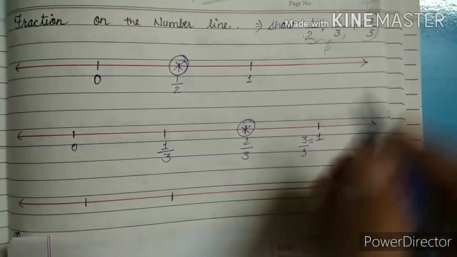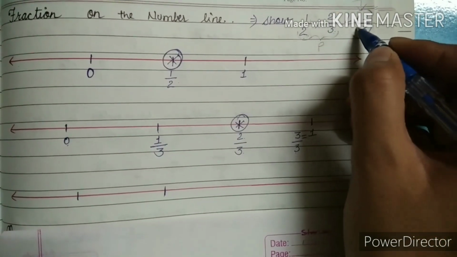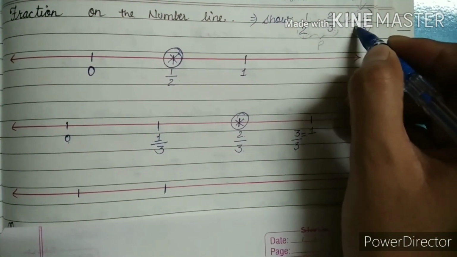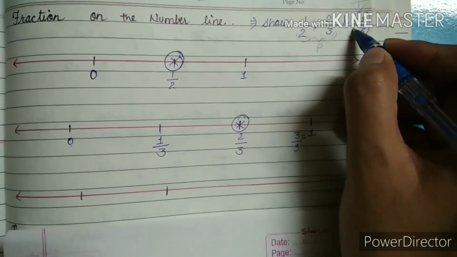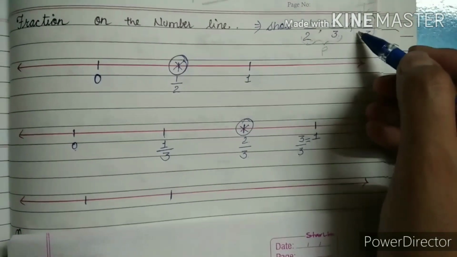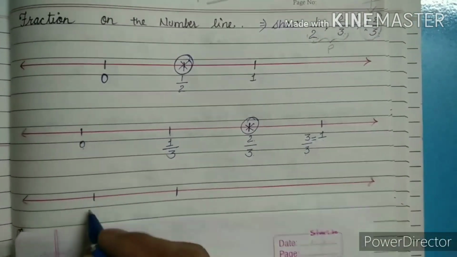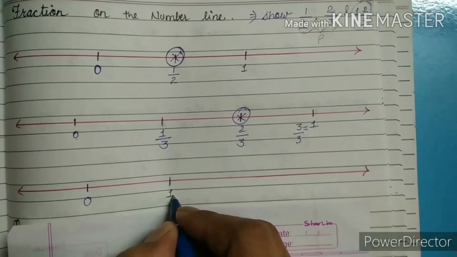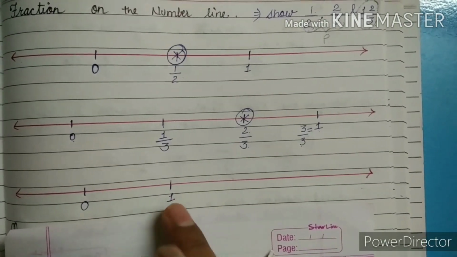So 1 is a complete. We can't do the fraction of 1. Okay, 1 is whole. Mixed fraction is here. So mixed fraction is a combination of whole and fraction. Here whole number is 1. So this is 0 and this is 1. So we did not touch 1.